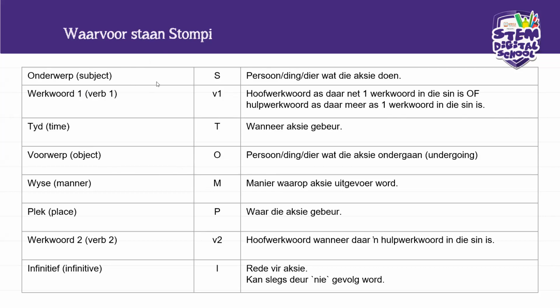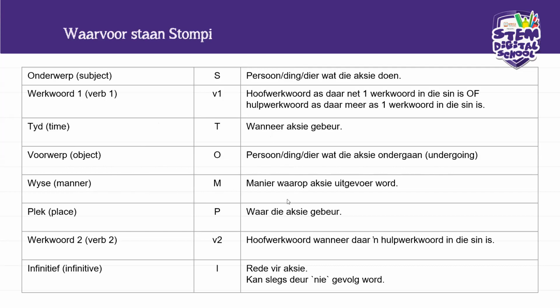Okay, so Adhes, this is then just a quick recap for you. So we're doing Stompie. The S stands for the subject, the person, the thing, or the animal that is responsible for the action. The V1 is then the werkwoord. If there is one verb in the sentence, then this would be the main verb. If there is a main verb in the sentence later, and this is the hulpwerkwoord, then that would help the main verb. Tyd would be when, the time when the action took place. Voorwerp is the object, that's what the person, the thing, or animal is undergoing. Wyse is then manner.